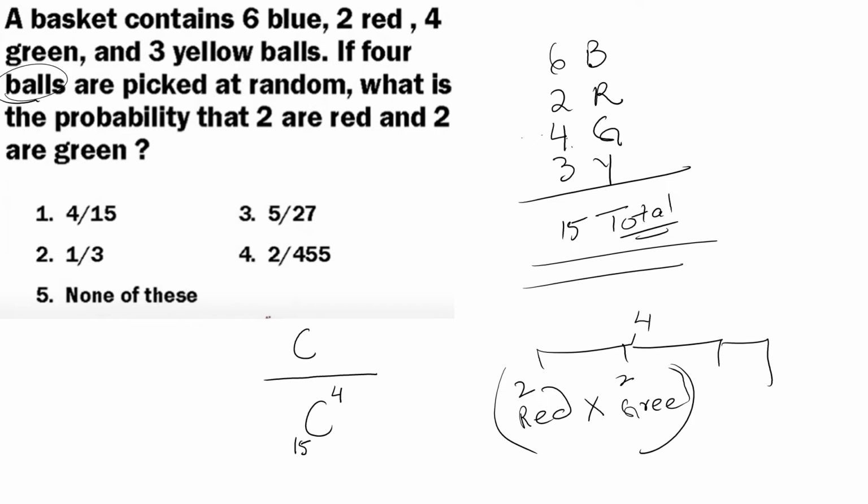Now on the top, the 2 balls should be red. How many total red balls are there? 2. So 2C2. Action not done, so multiply, and 2 balls should be green. Out of 4 green balls, the 2 balls have to be green. So now the selection is completed. So 2C2 times 4C2 divided by 15C4. Check which option is suitable for you. If none of the answers is given, you will choose the fifth option, that is none of these.